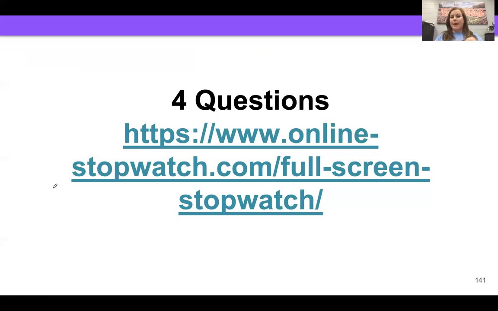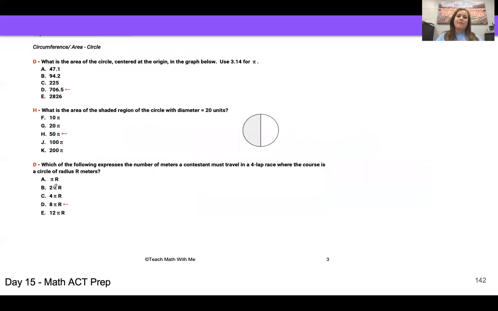All right, welcome back after those 4 questions. Hopefully you didn't use all your time and everybody did great. So let's check and see that you got every one of them right. So the first one, what is the area of the circle centered at the origin in the graph below? Use 3.14 for pi.